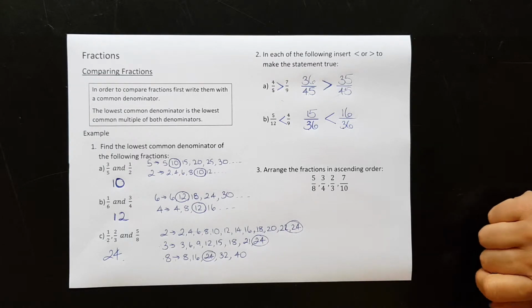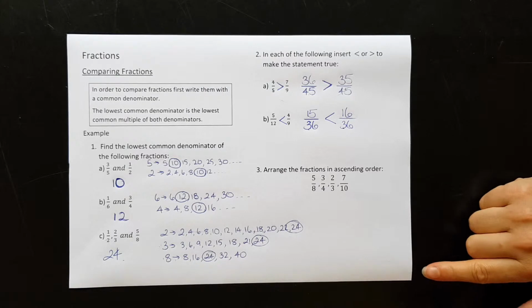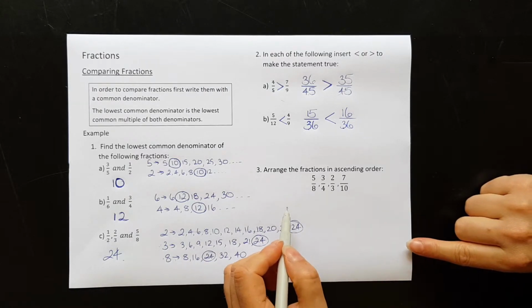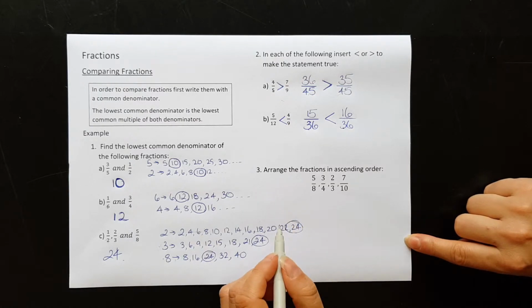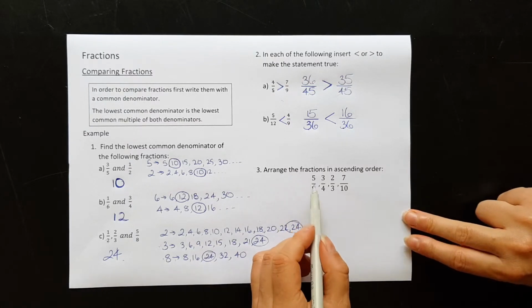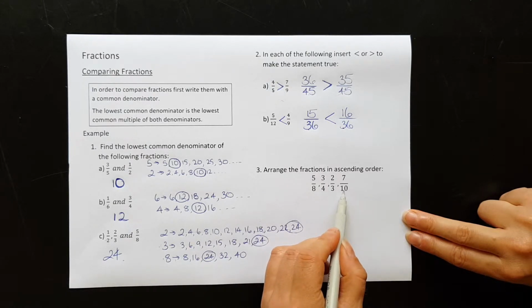For question 3, we want to arrange the fractions in ascending order. Ascending means from smallest to biggest. To do that, we need to have common denominators for all of them. So we need a common denominator for 8, 4, 3, and 10.